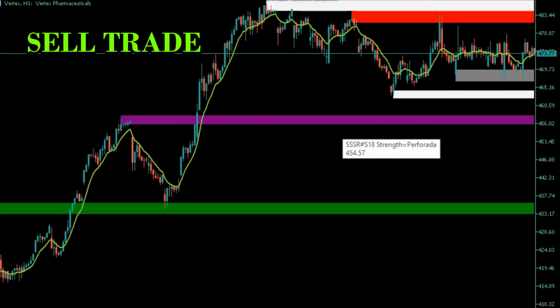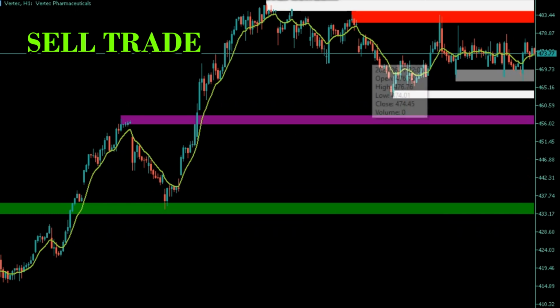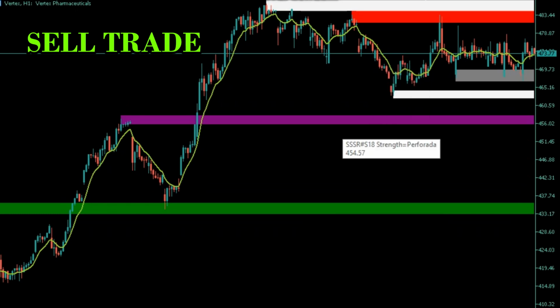Similarly, for us to take a sell trade, we wait for the Megatron indicator to paint a red zone, which must be tested twice by price. When that happens, we place our entry at the zone, then we place our stop loss above the zone, then we target a 1 to 3 or a 1 to 4 risk reward ratio. Guys, the win rate of this strategy is incredible and insanely powerful.